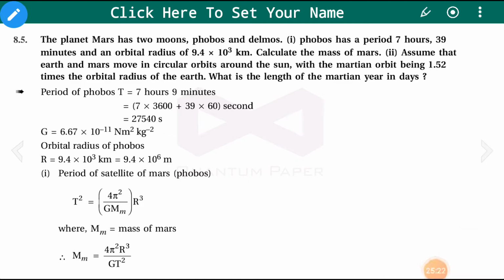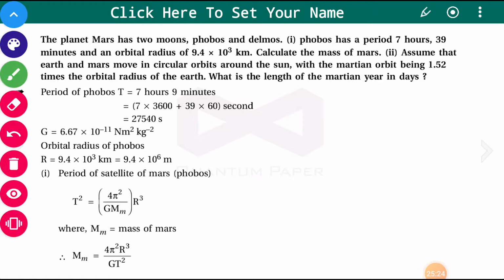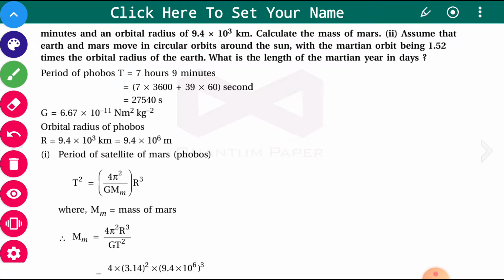Now we shall talk about illustration number 8.5. The planet Mars has two moons, Phobos and Deimos. Phobos has a period of 7 hours 39 minutes and an orbital radius of 9.4 into 10 raised to 3 kilometer. Calculate the mass of Mars. Assume that Earth and Mars move in circular orbits around the Sun, with the Martian orbit being 1.52 times the orbital radius of the Earth. What is the length of the Martian year in days?